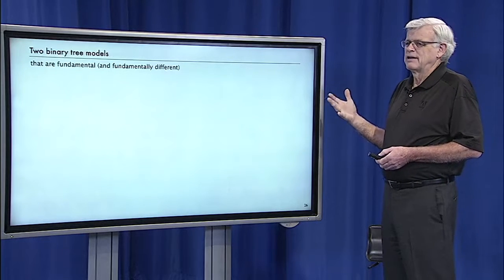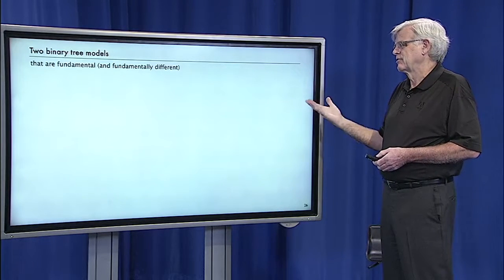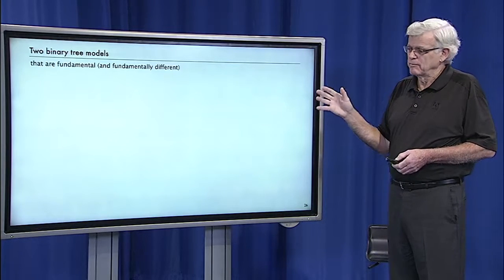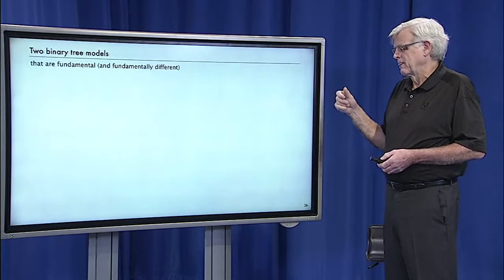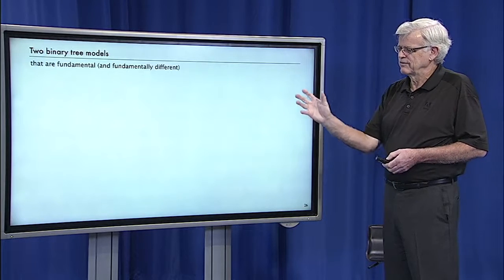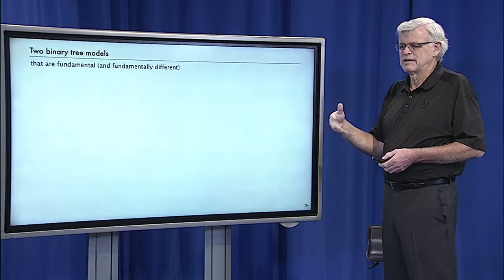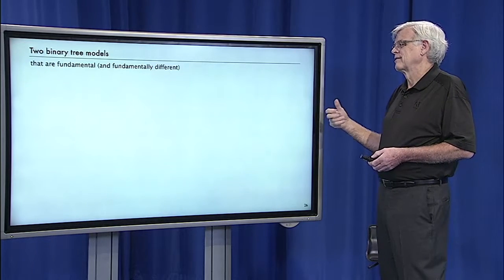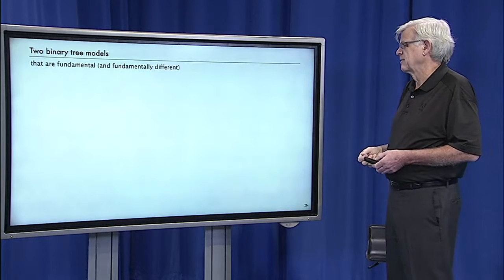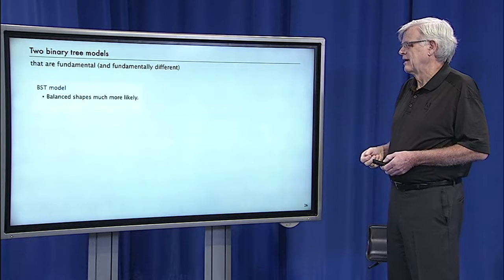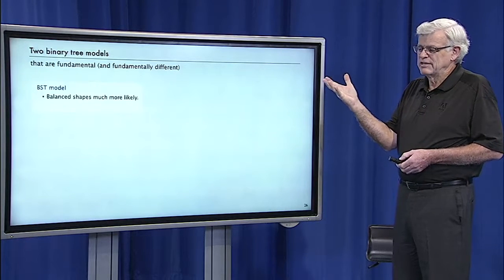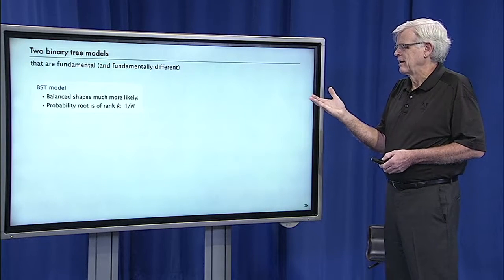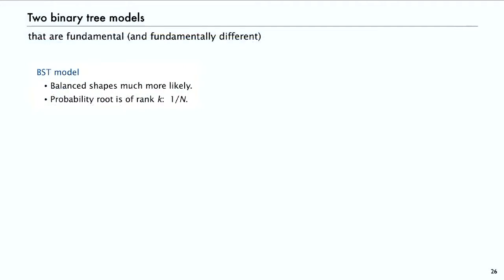In summary, so far, I've described two different binary tree models that are both fundamental. Random binary trees from the Catalan is a classic combinatorial structure. Binary search trees is a classic computer science structure. In the BST model that we use in symbol table implementations, balanced shapes are much more likely.